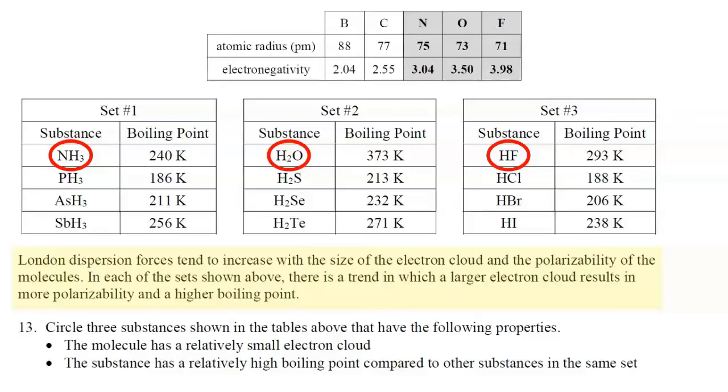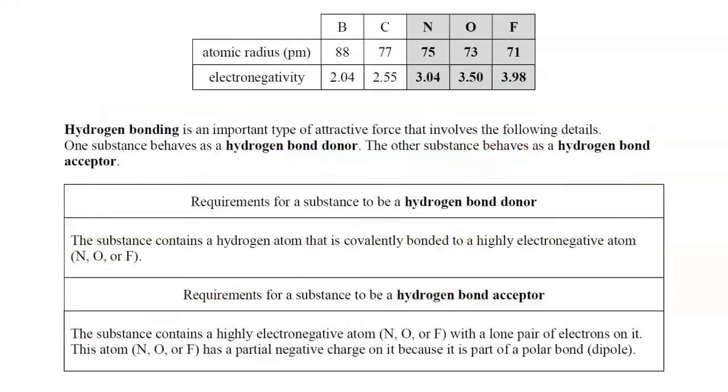You'll notice that in terms of electronegativity, nitrogen, oxygen, and fluorine have rather high values for electronegativity. So that's part of what's going on with hydrogen bonding. Hydrogen bonding is an important type of attractive force that involves the following details. One substance behaves as a hydrogen bond donor. The other substance behaves as a hydrogen bond acceptor.